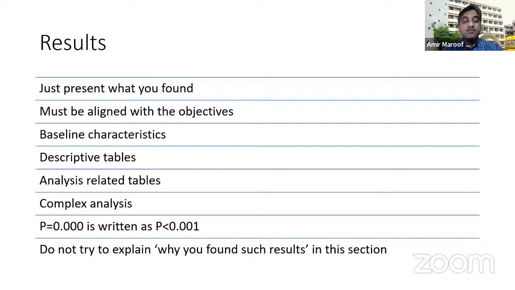Next, we start our result with baseline characteristics, like what was the population and what was maybe the social or the type of accident that the patient underwent, or maybe some other from your objective point of view. You write the baseline characteristics. Then you move on to the descriptive tables. You just show the descriptive tables, like what was the mean, what was the proportion of the various categories or the various variables like age, sex.